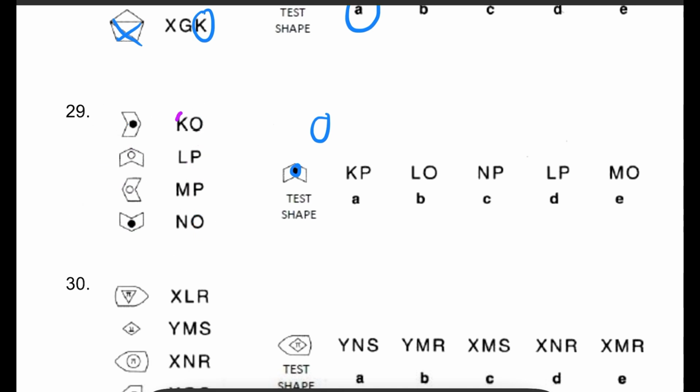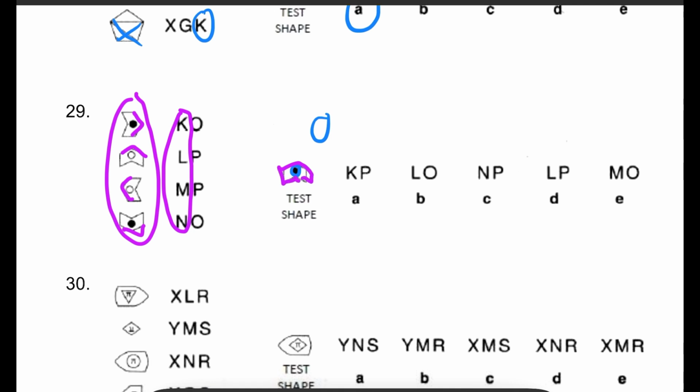Now the reason the first letter is different in all of them is because the orientation of the shape is different in all of them. Here it's pointing here, then like that, then like that, then like that. In the test shape, it's facing upwards like that, and that matches this one. So the first letter here is an L, the first letter here will be an L. L-O, the answer is B.